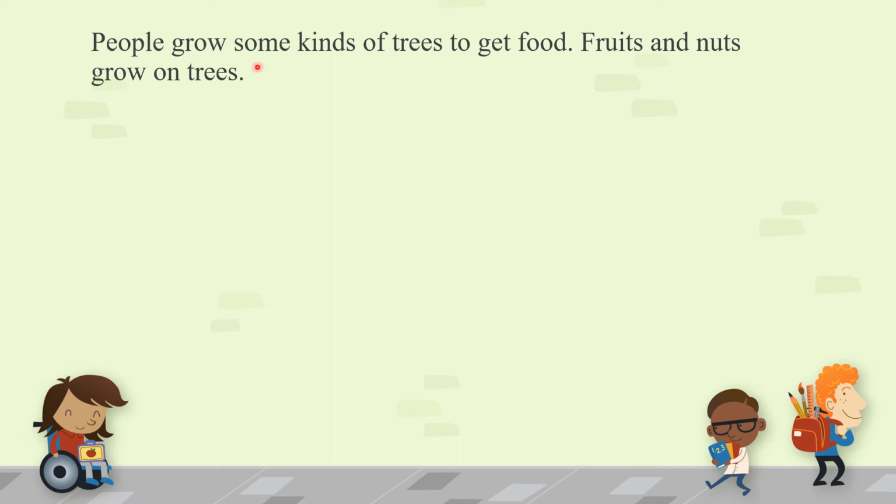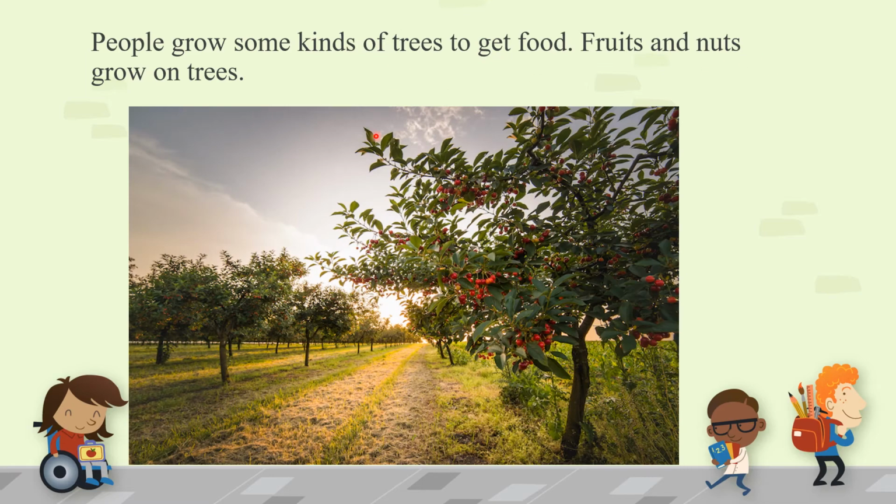People grow some kinds of trees to get food. Fruits and nuts grow on trees. People who live in cities are not able to grow and raise all the food they need. Even though they get their food from markets and stores, it originally comes from farms, fishing boats, orchards, and ranges.